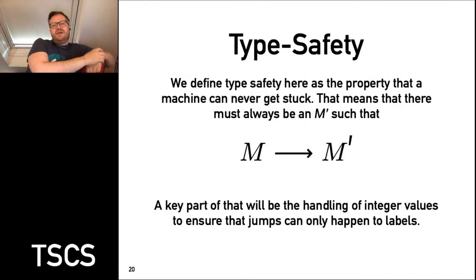So how do we define type safety in something like this? I already mentioned that we now don't have expressions, but we have machines, and these machines should never get stuck. So that means that there must always be an M prime that I can resolve M to, or we have some form of a value condition that terminates the program. So the key part of that will be how to handle these integer values to ensure that jumps can only happen to labels.